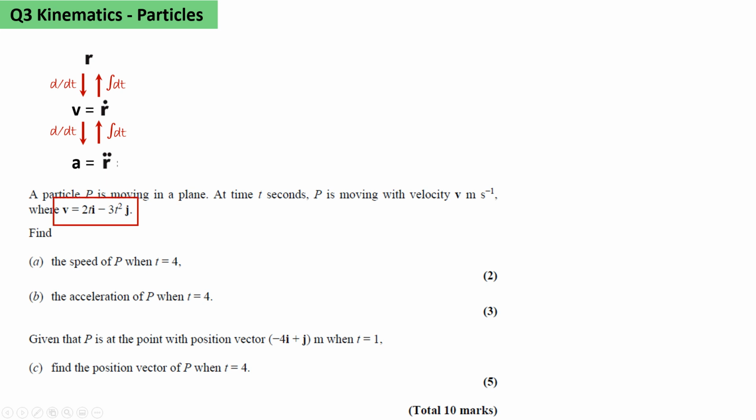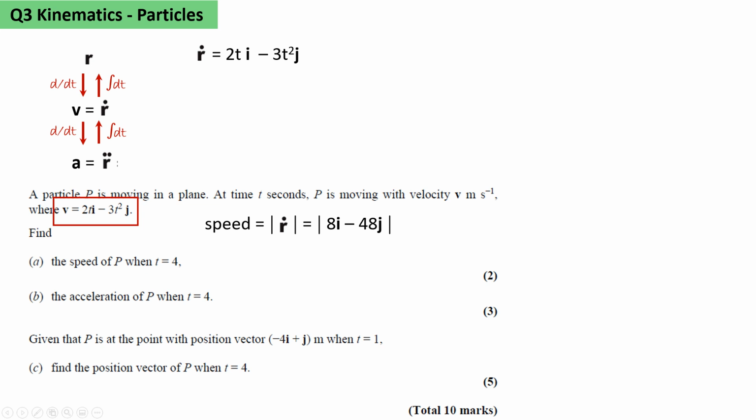So here we're given the velocity. I'm going to write it in the r dot format. So it's r dot equals 2ti minus 3t squared j. We're asked to find the speed when t equals 4. This is a simple case of substitution. When t equals 4, 2t is 8, minus 3t squared is minus 48.